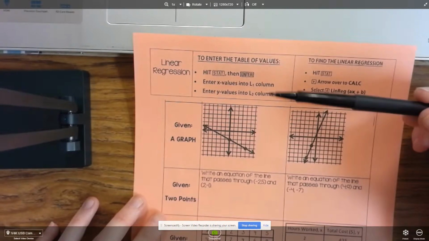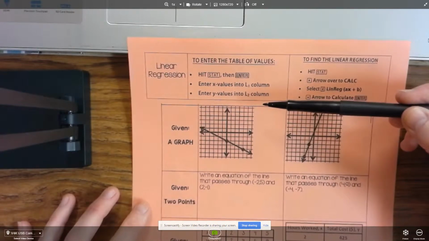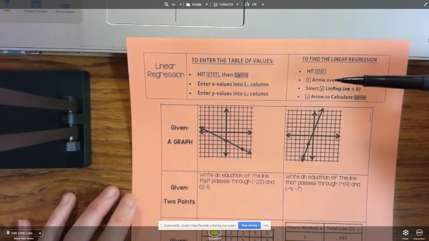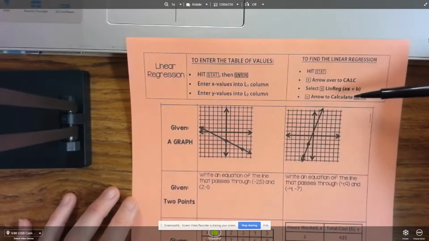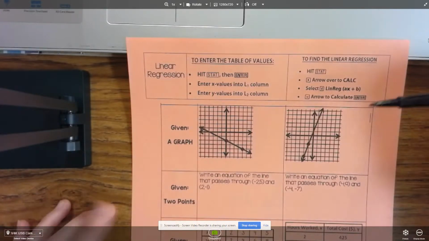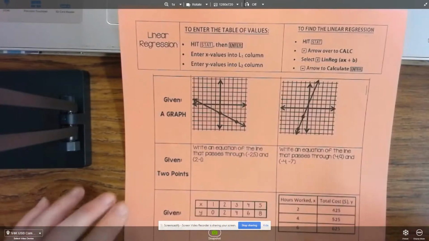You can do this in your calculator with the stat key. Put your x values into L1 and your y values into L2, then hit stat, go over to calc, select 4 for linear regression, and hit enter to calculate. The a value is your slope instead of an m, and your b is still your y-intercept.